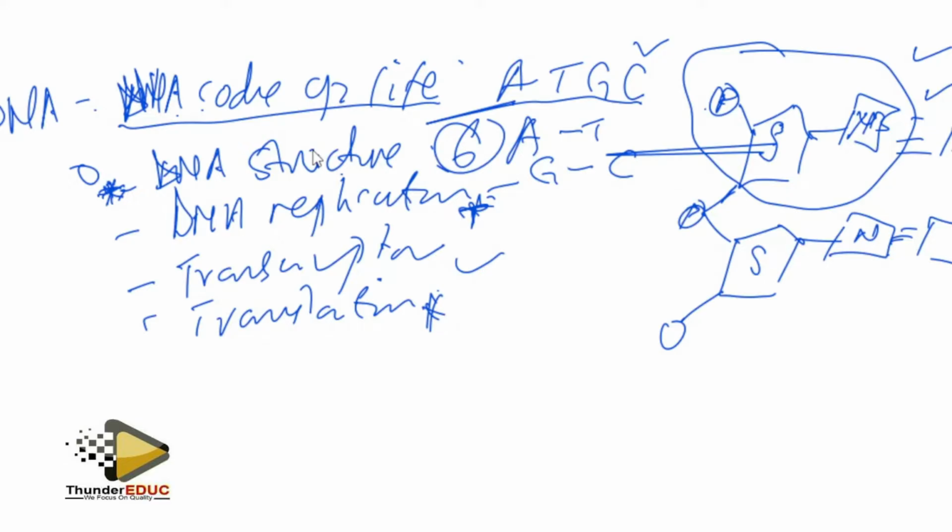The amino acids are joined together by peptide bond to form a required protein. That's it. Nothing else. According to the messenger RNA codons, the transfer RNA with the complementary anticodons bring the required amino acid to the ribosome. The amino acids are joined together by peptide bond to form a required protein. DNA code of life is done in terms of the 6 marks.